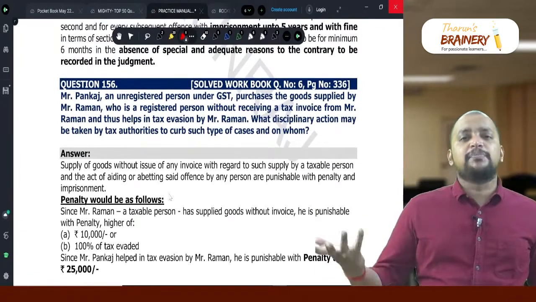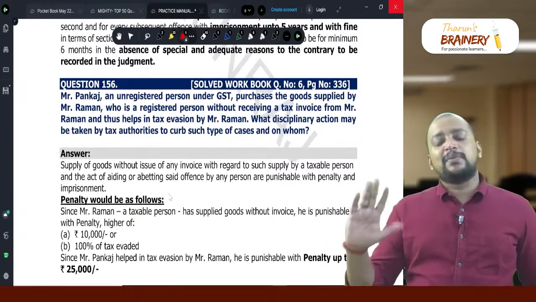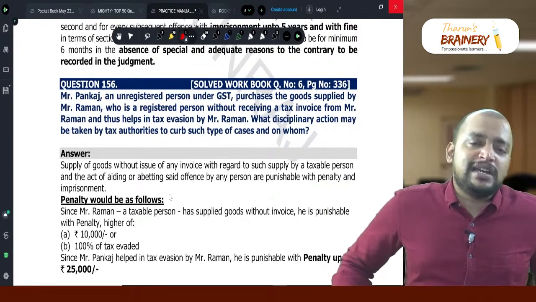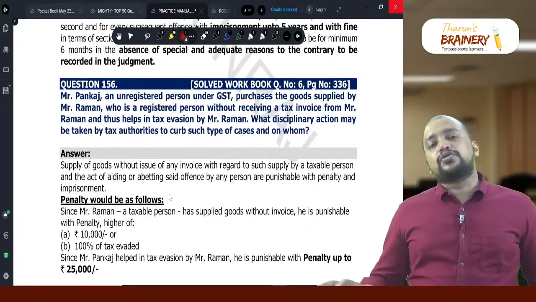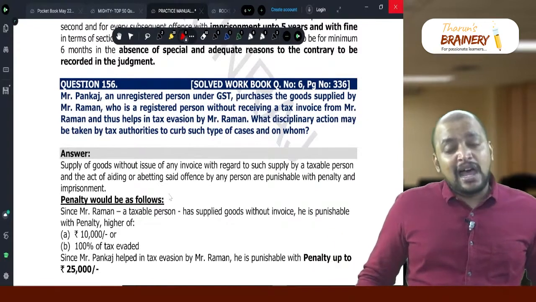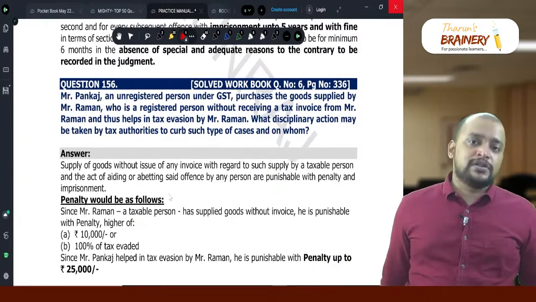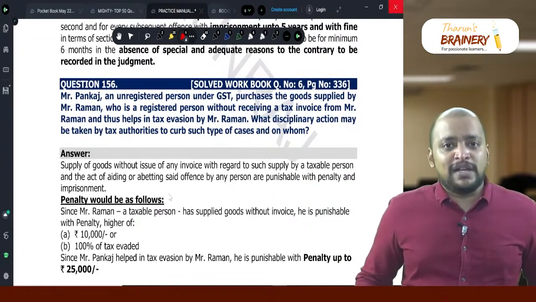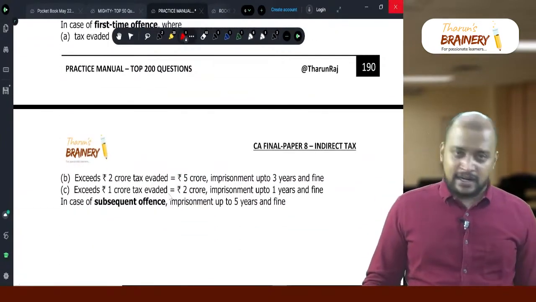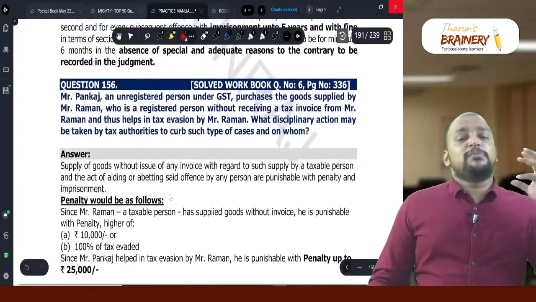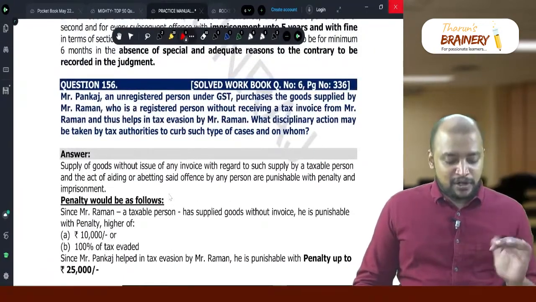We can write depending upon the marks. If it is for 5 marks, we can write: even invoice default is an offence that leads to arrest. If the amount exceeds 2 crores, the person can be arrested. When the amount exceeds 5 crores, it is a cognizable and non-bailable offence. Otherwise, it is non-cognizable plus bailable. Depending upon the marks they are asking, we can write, because it is a generic question.